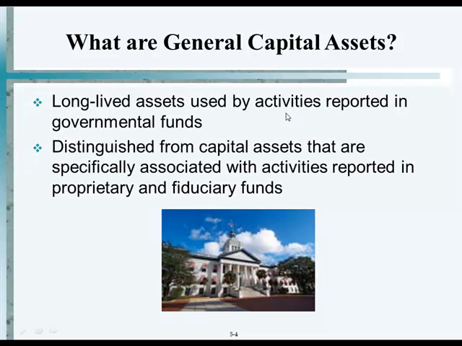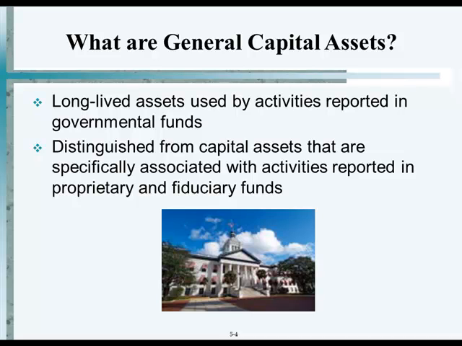So let's take a look at what general capital assets are. We all know what capital assets are, right? They are long-lived assets, hopefully with a useful life of more than a year. They're of different types. In governments, well, there's a city hall right there. And all that we'll talk about today, you need to keep in mind, deals with the governmental funds, not with proprietary funds and not with fiduciary funds. They have their own rules.